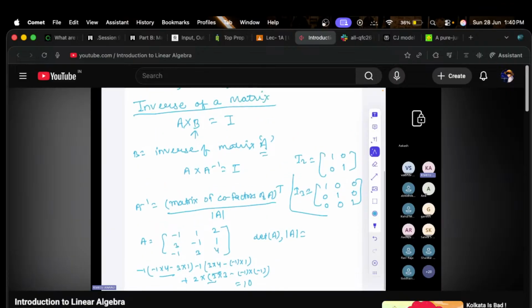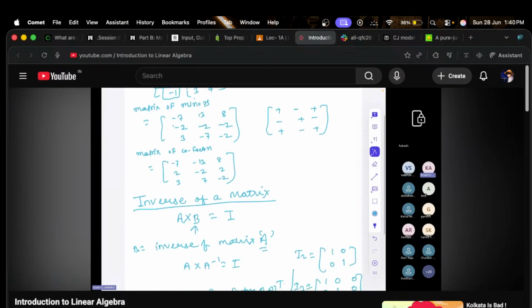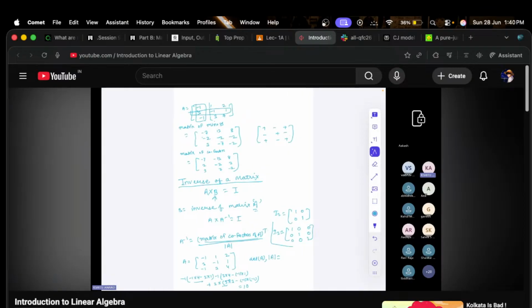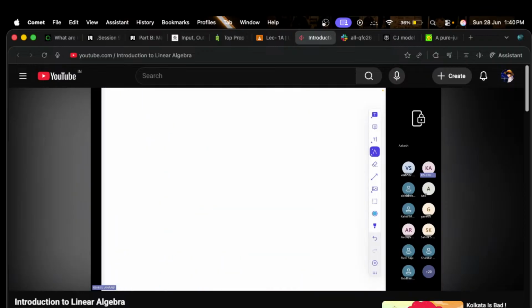Right now, we have already calculated the matrix of cofactor of A, right? So we just need to take its transpose, right? So matrix of cofactor of A was this one, right? So if you take its transpose, so it will be, let me write it down. So on the numerator, we have transpose of the matrix of cofactor, right?